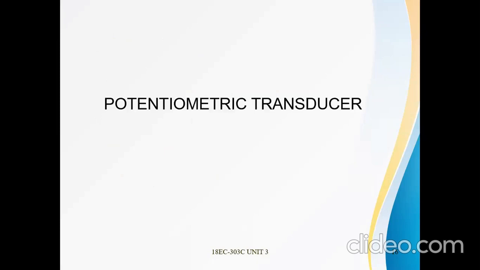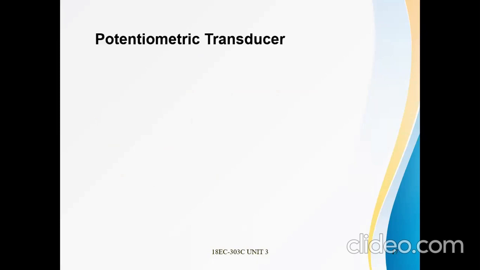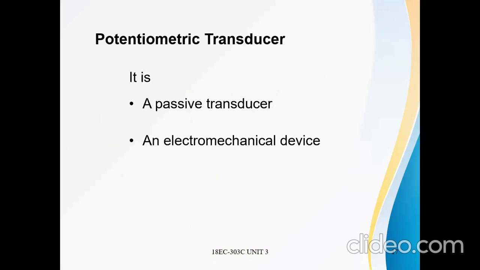Next, we will discuss the potentiometric transducer. See, it is also a transducer. The potentiometric transducer is a type of passive transducer, an electromechanical device. Already we know potentiometers. Generally, you use it as a variable resistor. Here it is a passive transducer and an electromechanical device. Potentiometric transducers are variable resistance transducers.